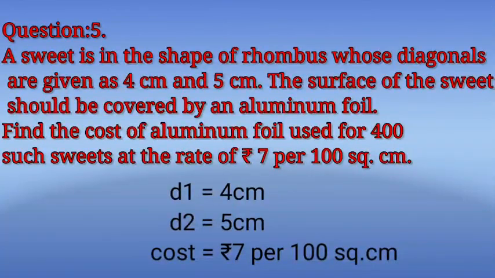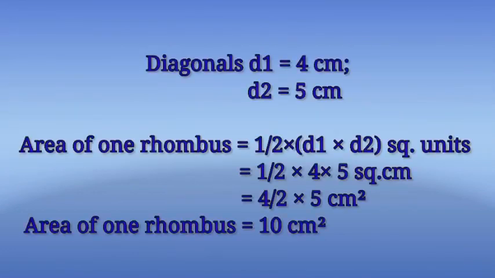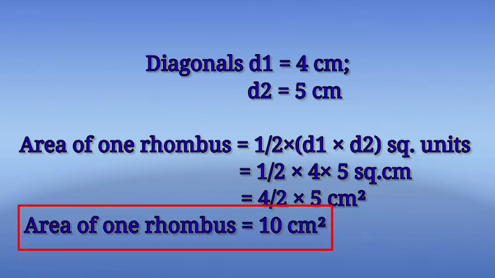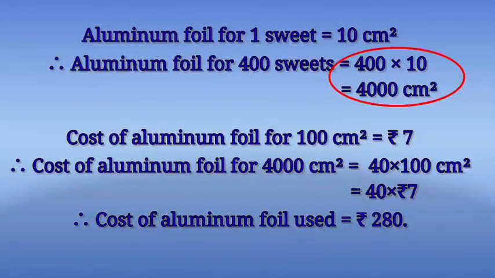Next, question number 5. A suite is in the shape of a rhombus whose diagonals are given as 4 cm and 5 cm. The surface of the suite should be covered by an aluminum foil. Find the cost of aluminum foil used for 400 such suites at the rate of rupees 7 per 100 square centimeter. At first, we have to find the area of the suite with D1 equal to 4 cm and D2 equal to 5 cm, and multiply the area by 400 to get the area for 400 suites, that is equal to 4000 centimeter square.